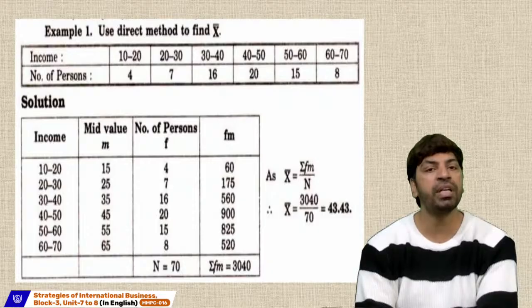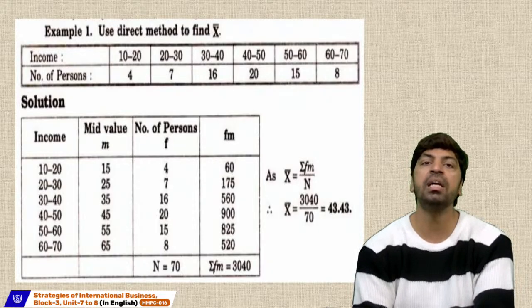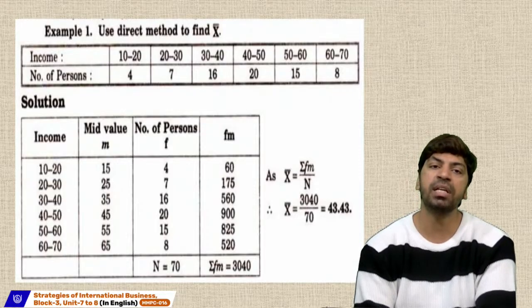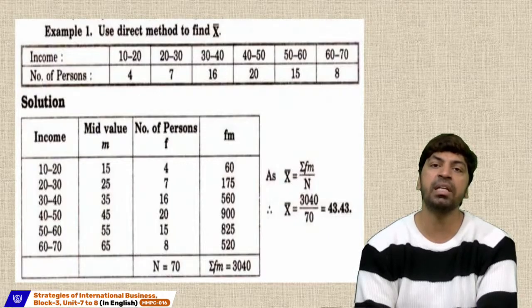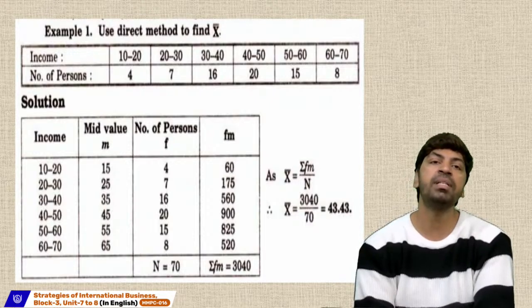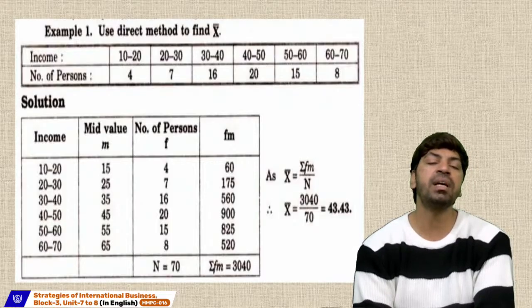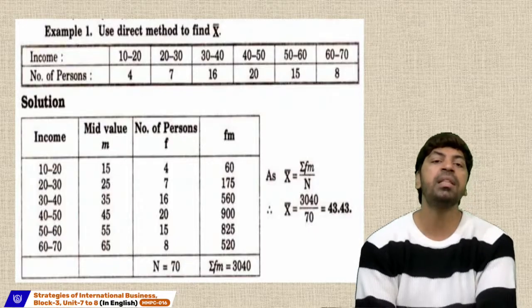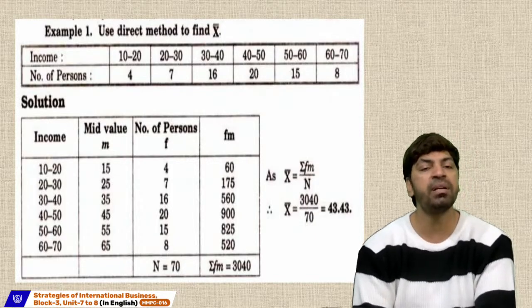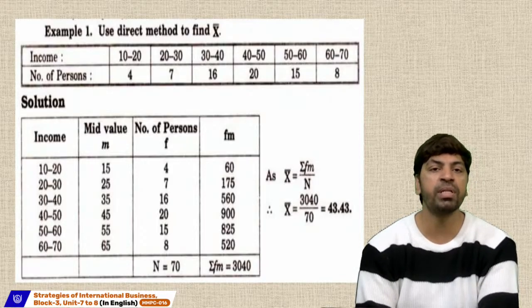Income is already shown, that is 10 to 20, 20 to 30, 30 to 40, 40 to 50, 50 to 60, and so on. Number of persons is 4, 7, 16, 20, 15, and 8. In the solution, income runs from 10 to 20 till 60 to 70. The first step is to calculate the mid value. How to calculate it? It is the lower limit plus upper limit by 2. So 10 plus 20 by 2 is 15.